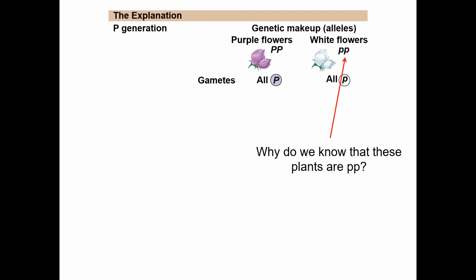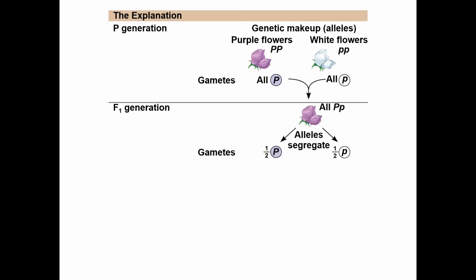So now we can think about why all of the plants are purple in the F1. Well, they get one big P from their purple parent and one little p from their white parent. This makes them all heterozygous, and since purple is dominant to white, they're all purple. The F1 generation flowers can give one of the alleles that they have to each of their offspring. So they will give half of their offspring the big P and half of their offspring the little p.